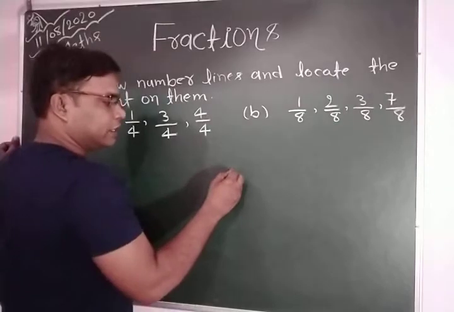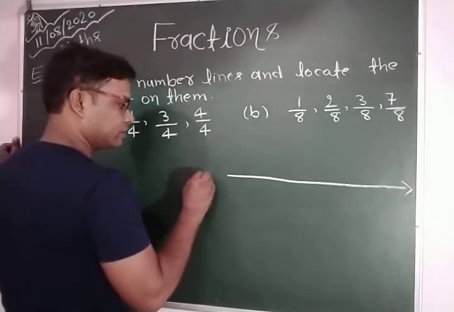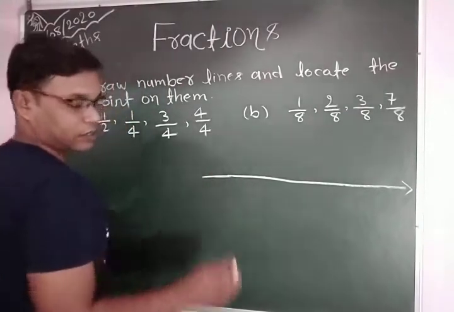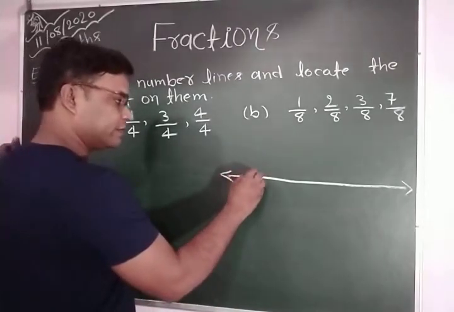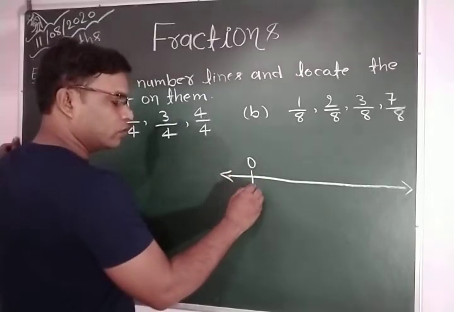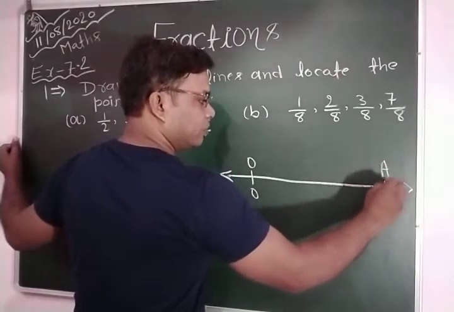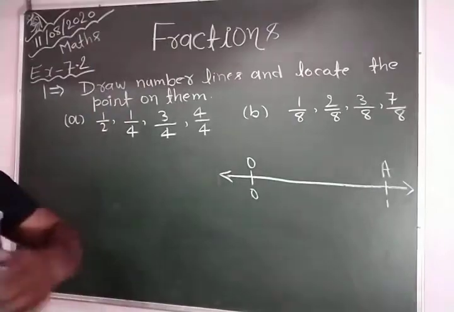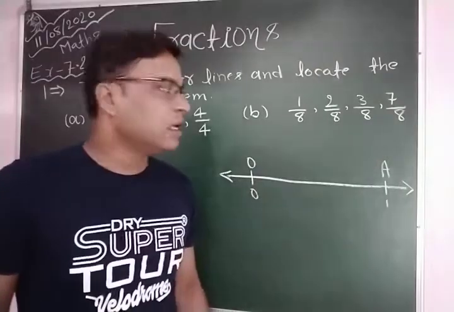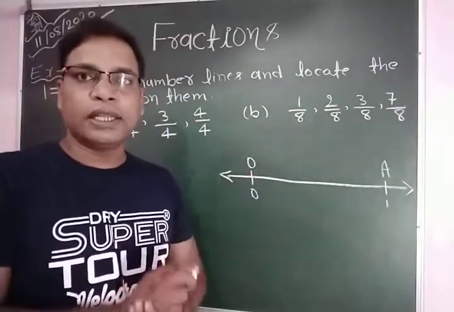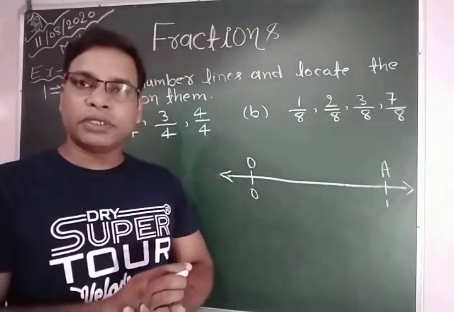First we draw a straight line like this. Okay, and here we take a point O who represent 0, and here we take point A who represent suppose 1. Okay, so you can see here the denominator of each fraction is 8. Okay, and each fraction you can see 1 by 8, 2 by 8, 3 by 8, or 7 by 8. Each of them lies between 0 to 1.